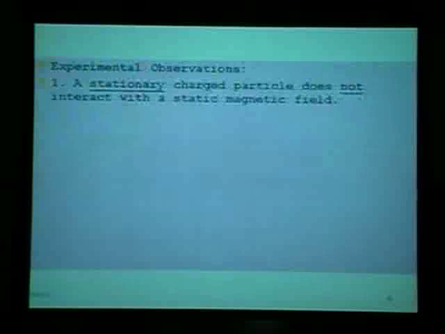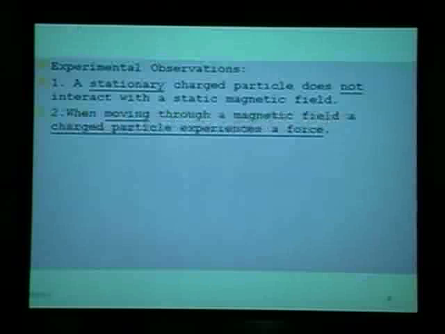Here are some experimental observations. A stationary charged particle does not interact with a static magnetic field. So if I had a magnetic field and I put a charged particle in there, nothing would happen if it were stationary. It's not changing. The electric field is not changing. Nothing happens. When moving through a magnetic field, a charged particle will experience a force. So that charged particle is moving, has a velocity, and all of a sudden there will be a magnetic force on it.